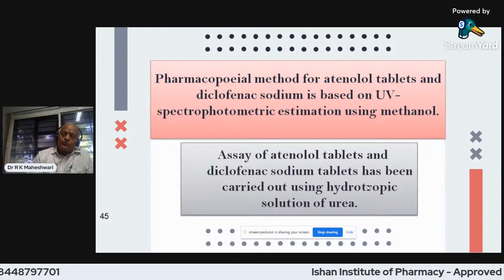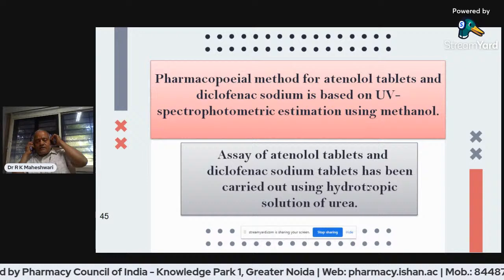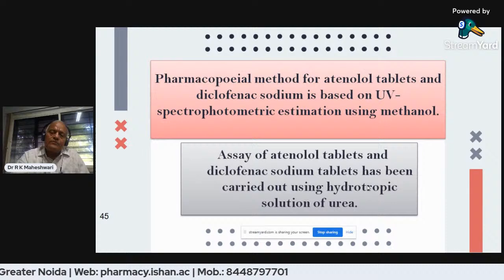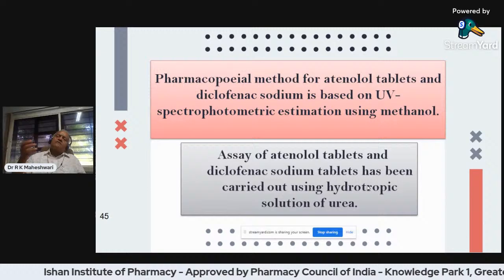In case of diclofenac sodium, urea solution can replace methanol. Here estimation is done at 276 nm, where urea does not interfere. I told you that urea does not interfere above 240 nm, and you have to estimate diclofenac sodium at 276 nm, so no interference. So in this way, a harmful organic solvent like methanol, class 2, can be replaced by a safe hydrotropic solution, urea solution, like that.